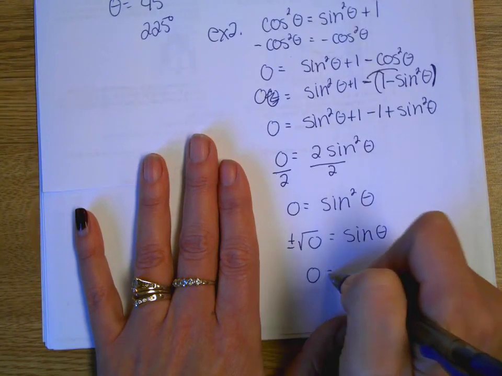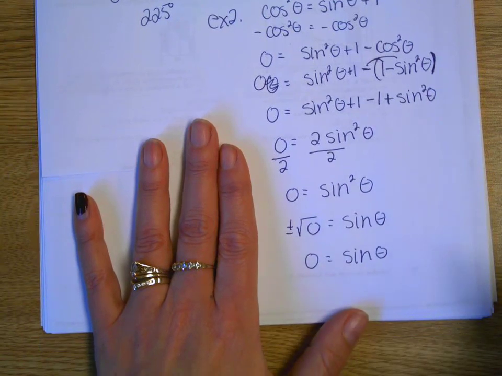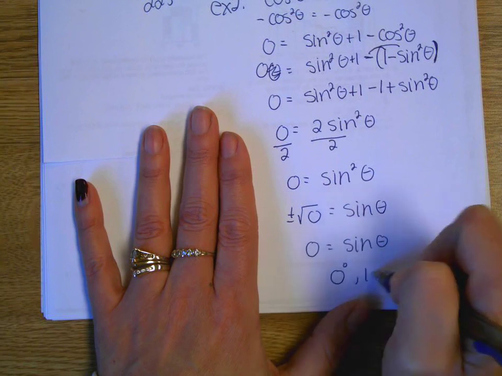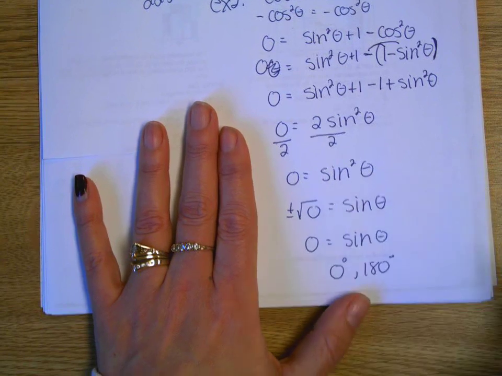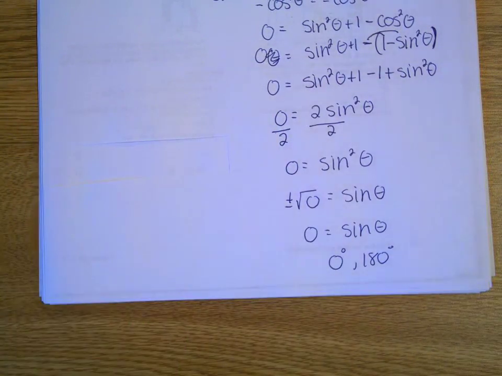That's still just 0. So where does sine equal 0? 0 degrees and 180 degrees. 0 degrees, 180 degrees. So if you can, get it down to one trig function by using a Pythagorean identity.